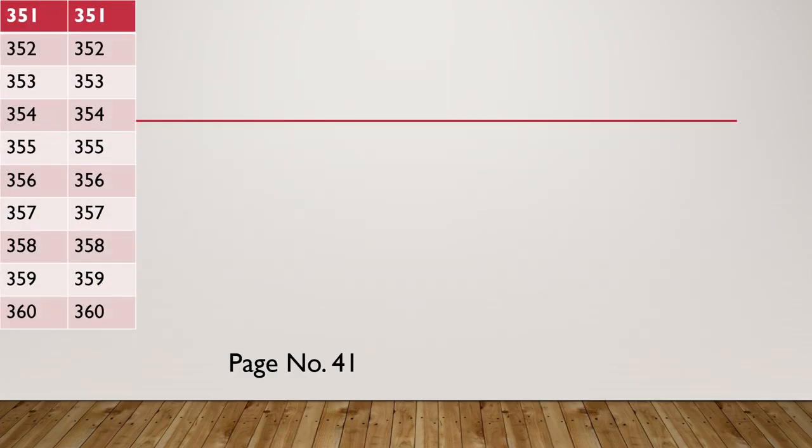Next row. 351, 351, 352. Next is 353, 354, 355, 356, 357, 358, 359, 360. I will repeat this again.